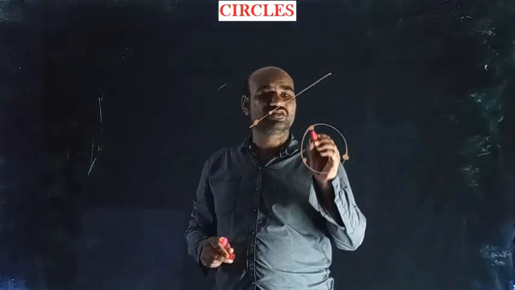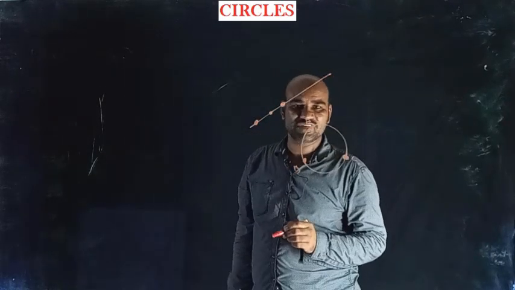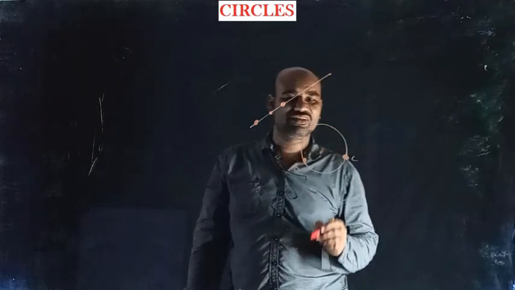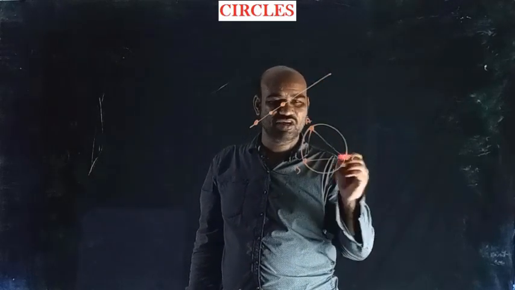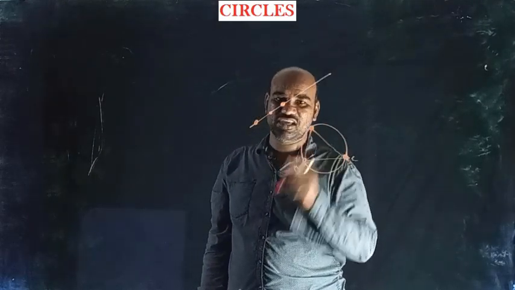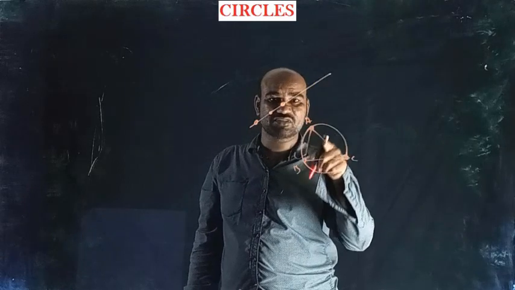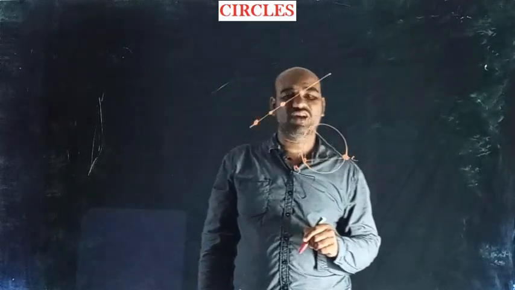Say this is A, this is B, this is C. Now you can say that A, B, C are points on the circle. If we join AB, AC and BC, you get a triangle. So the circle is called the circumcircle for this triangle. The center of the circle is called the circumcenter, and the radius is called the circumradius, denoted by capital R.